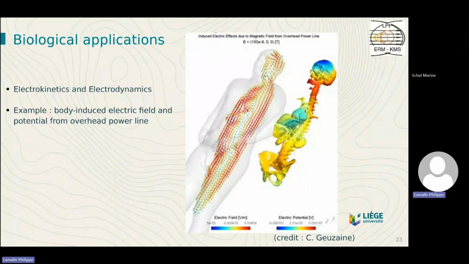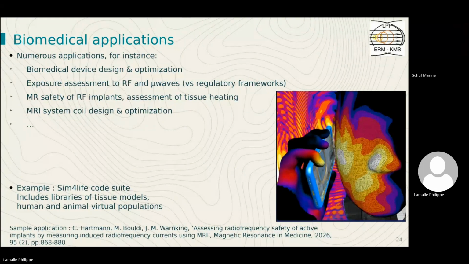Just a few other illustrations here, biological applications. This shows the electric field induced on the human body from an overhead power electric line. There are applications in the design and optimization of biomedical devices, implants, pacemakers, to assess the exposure of humans and animals to radio frequency and microwaves, and for which there are regulatory limits in all countries and over Europe, for instance.